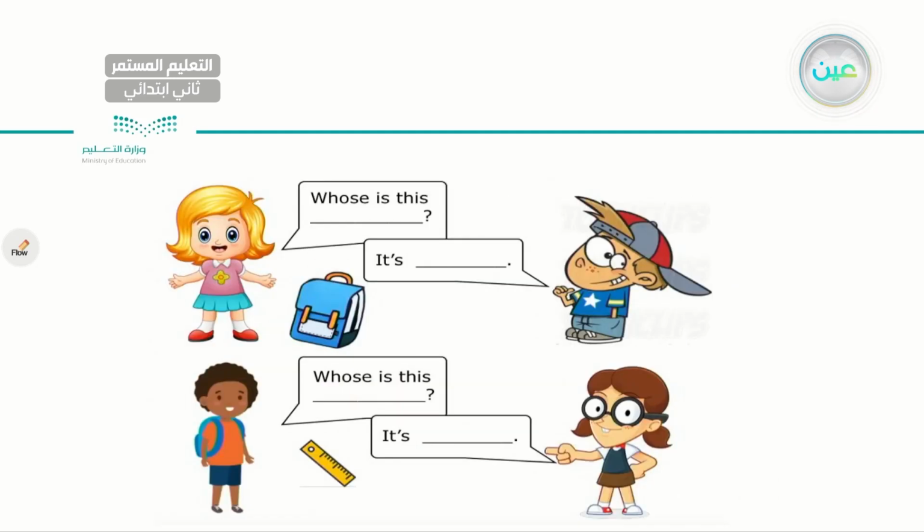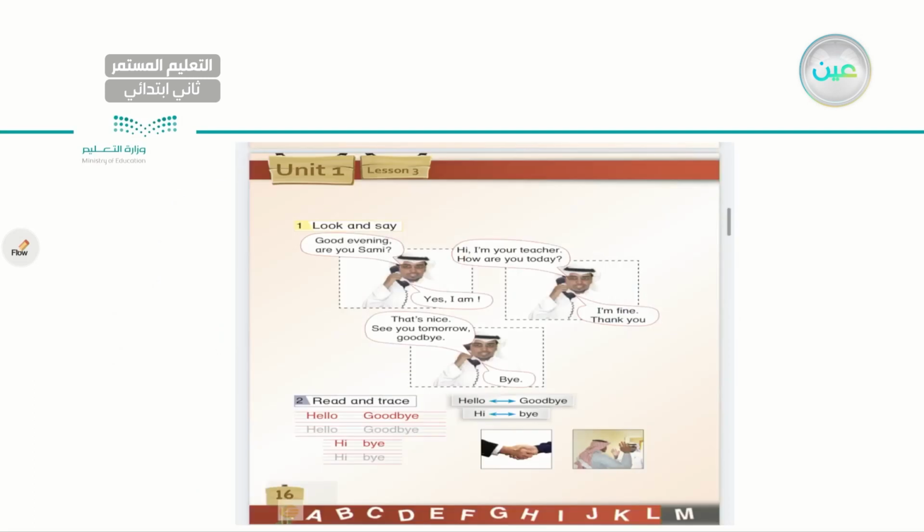Same one here. I'm asking about a bag and a ruler. Whose bag is this? Is it yours? He's pointing at himself. We could answer: it is my bag, or it is mine. Very good. Both are correct. Whose ruler is this? It is your ruler, or it is yours. Both are correct. Very good, my dear student.